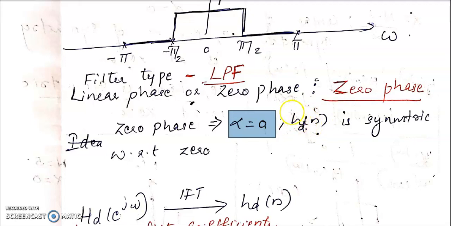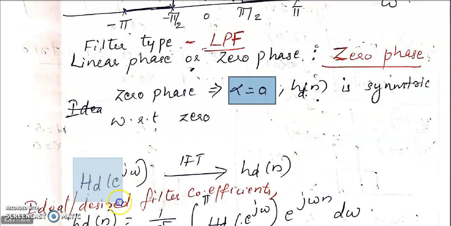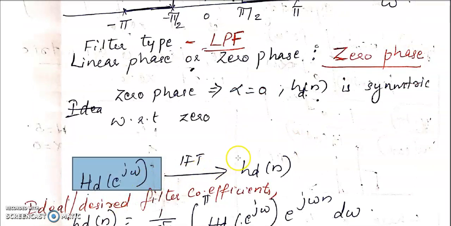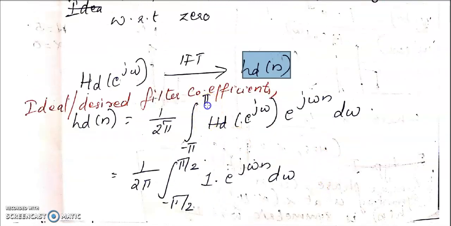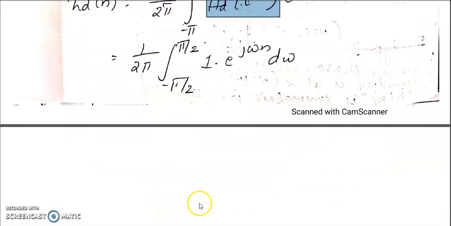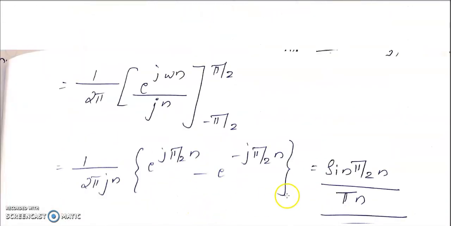How can we compute HD of n? We have HD of e raised to j omega. Then apply the inverse Fourier transform, and you will get HD of n. So HD of n is equal to 1 by 2 pi integral over minus pi to pi of HD of e raised to j omega into e raised to j omega n d omega. You have the value HD of e raised to j omega, that is 1 for the range minus pi by 2 to plus pi by 2, 0 otherwise. Substitute that in the equation and then go for integration. Finally, you will get HD of n is sine n pi by 2 divided by n pi. That is HD of n.